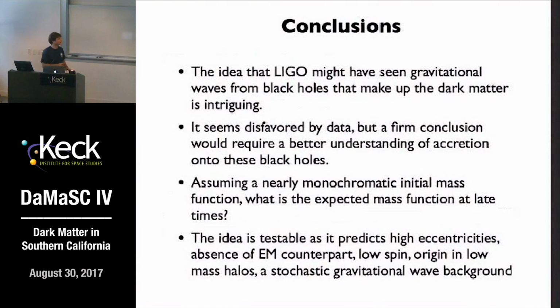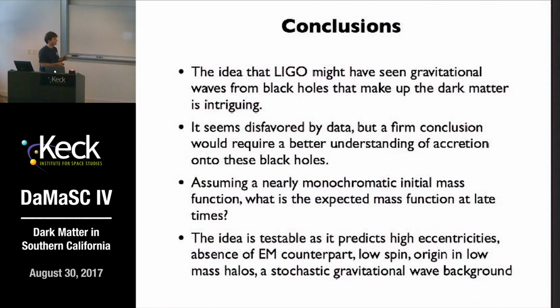So this is basically what I wanted to say. It's just an update on what the various constraints are on primordial black holes. Just the basic idea, I think, is quite intriguing that LIGO might have seen gravitational waves from black holes that make up all the dark matter. To me, it seems disfavored by data, but this is always a matter of opinion of who looks at the data. And I think to draw a firm conclusion, we need to really model the accretion onto these black holes better if we want to use constraints from the cosmic microwave background.